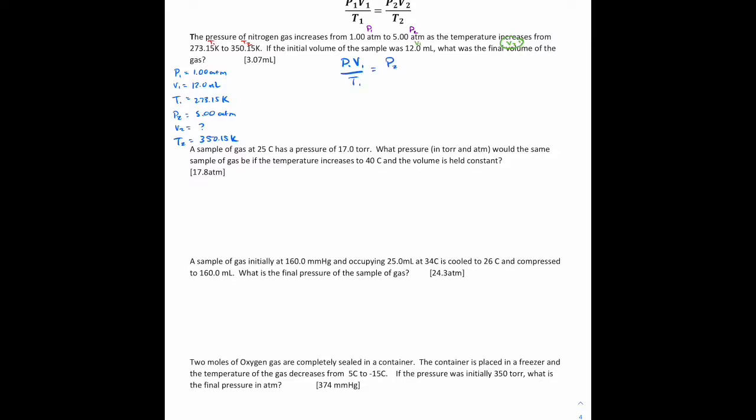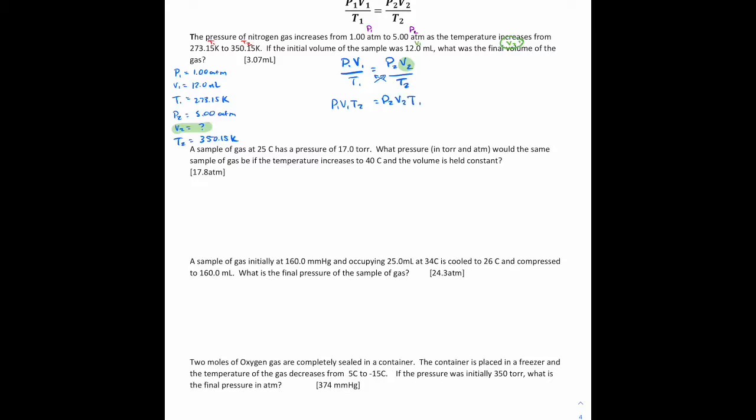for the variable that we want. Now, if you don't want to do it that way and you want to plug your numbers in and then rearrange, that's fine too. I'm just trying to save a little bit of time. So we're looking for this. That's the one we're looking for. So I'm going to cross multiply to get my T2 to the other side. So it's going to go over there and my T1's going to go that way. So I'm going to get P1 V1 T2 equals P2 V2 T1.